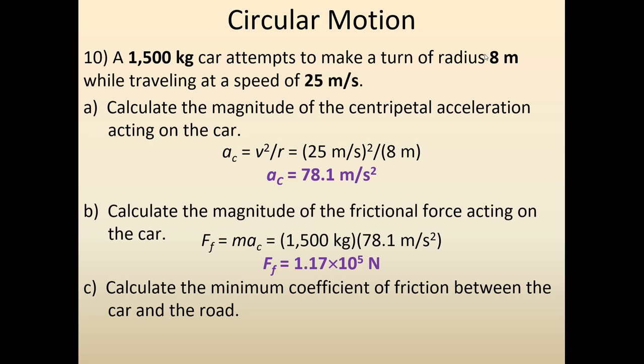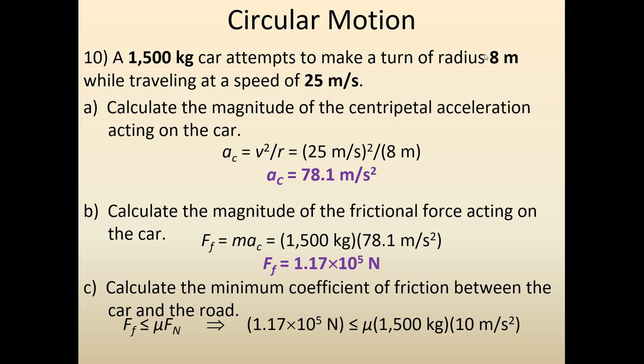To find the minimum coefficient of friction needed between the tires and the road to keep this circular motion, I'd have to take the equation friction is less than or equal to mu Fn, and plug my numbers in. Because I'm on a flat horizontal surface, Fn is going to be equal to my Fg, so it's just 1500 times 10. I end up getting that mu would have to be greater than or equal to 7.81.